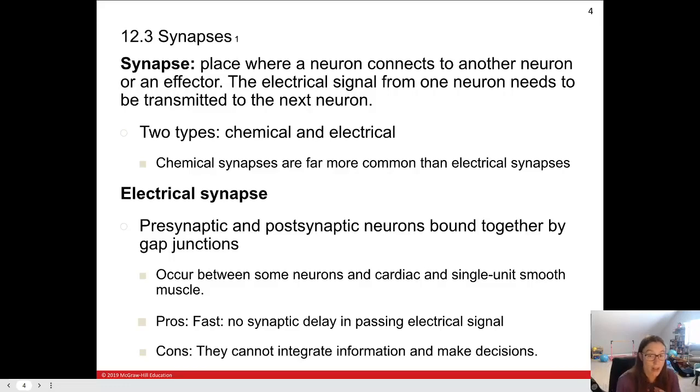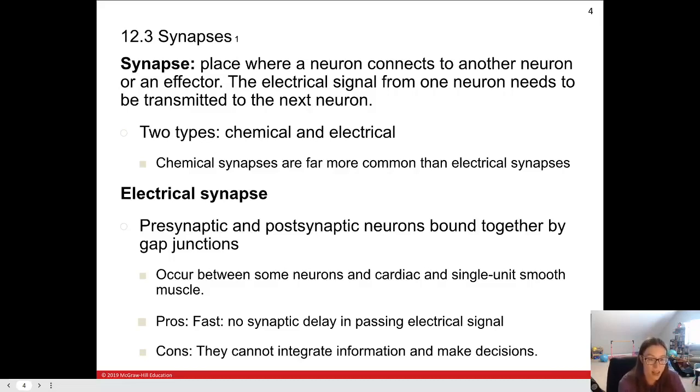And we'll talk more about cardiac muscle and single unit smooth muscle soon, right after we get to the autonomic nervous system. So an advantage of an electrical synapse is that it is really fast, right? We have the ions moving directly from one cell to the next, and there's no need for a neurotransmitter. There's no delay in passing the electrical signal.